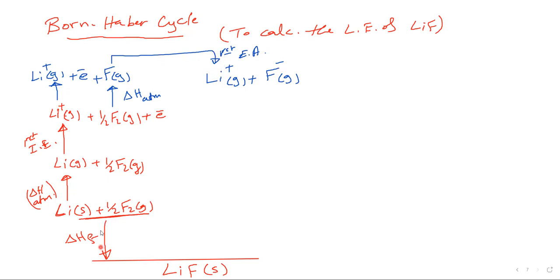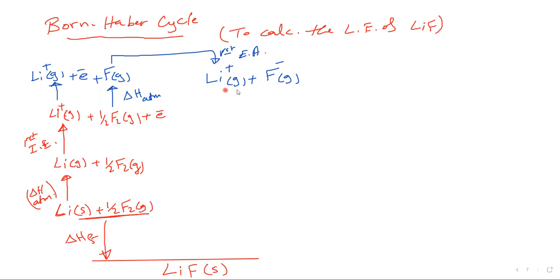But when energy was released, then the arrow came down. Like here, energy is released when lithium fluoride is formed from lithium and fluorine. So the energy is released. So whenever there is energy released, we make the arrow down. When energies are taken in, the arrows are up. Okay? And then what happens?